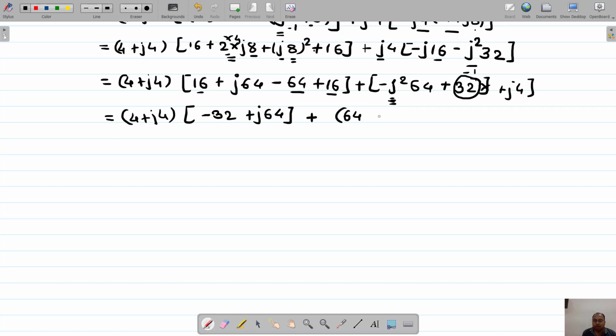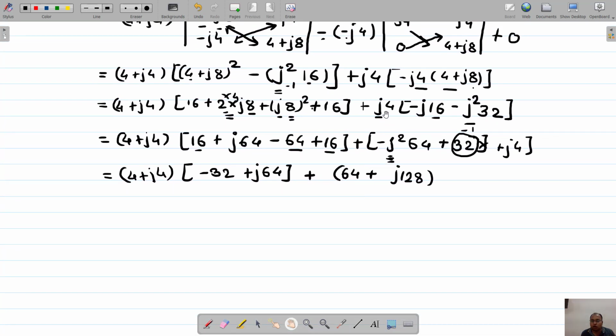Okay, and now this is going to become plus j into 32 fours are, let me calculate it. 32 into 4 is nothing but 128j. Is that fine? Okay, so this is going to be the result, 128j. Is that fine? Let me cross check it. Okay, so let us cross check this once again.